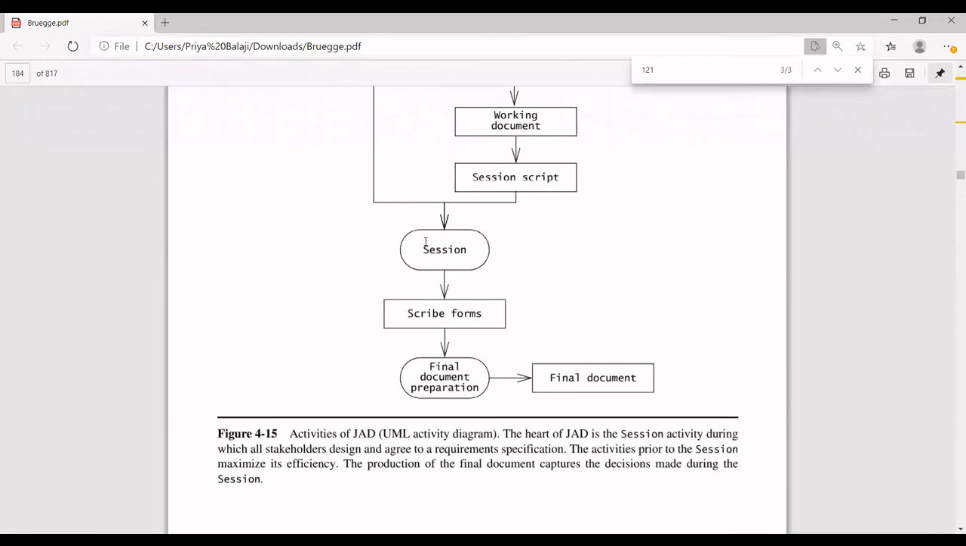The last activity is your final document. The final document will have the complete information about what requirement is needed, how the requirement is going to be divided, how the requirements are going to be implemented, and what the final end product will be. All that final information will be documented in the last session.